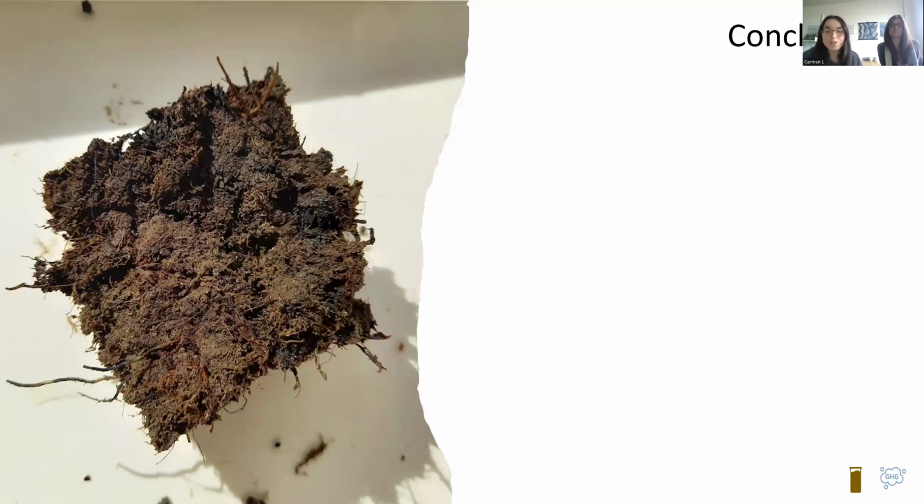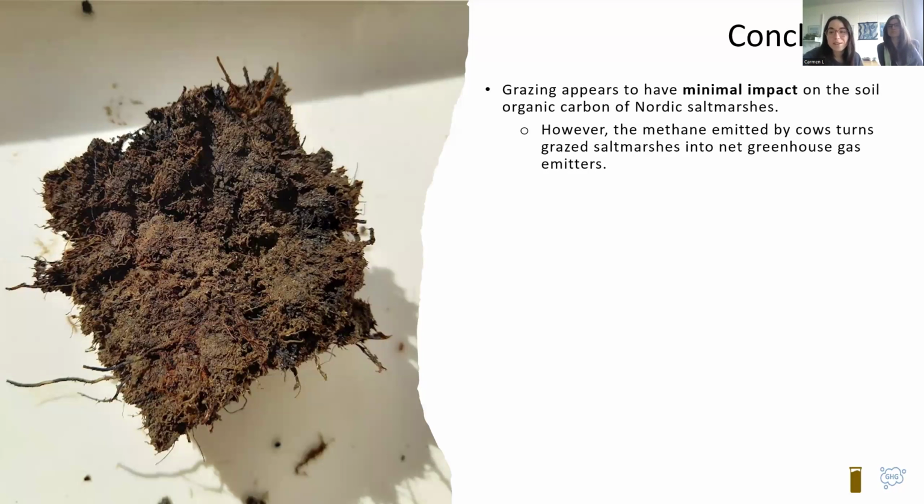And just to conclude, the 3 take-home messages would be that grazing appears to have minimal impact, according to our data, on the soil organic carbon of Nordic salt marshes. However, when we take into account methane released by cows, that turns the grazed salt marshes into net greenhouse gas emitters.